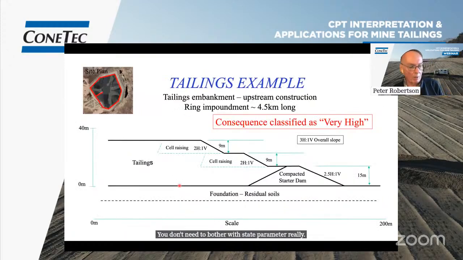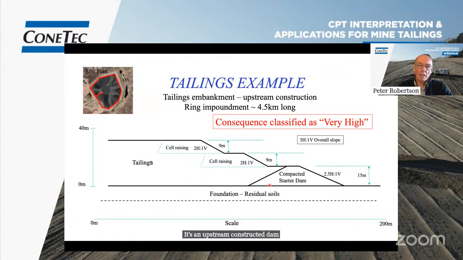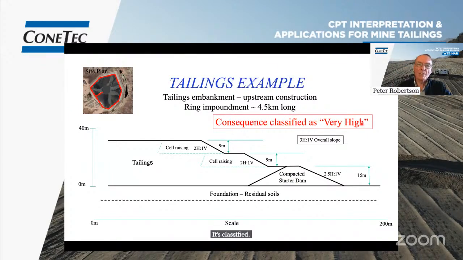So I'm running out of time, but I'm quickly going to zip through an example. So this is an example. It's a site in Africa. It's an upstream constructed dam. So it's a ring impoundment. It's about 4.5 kilometers long all the way around. It's classified, consequence classification is very high.